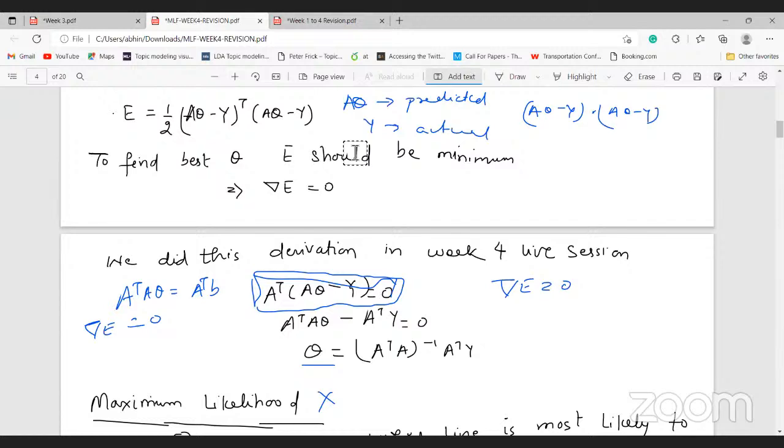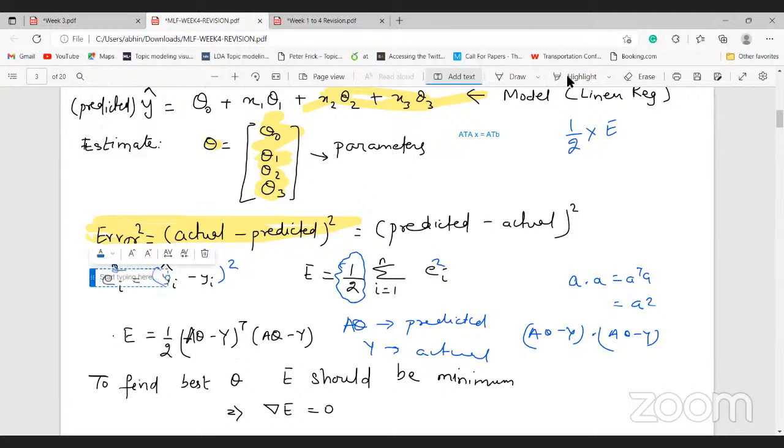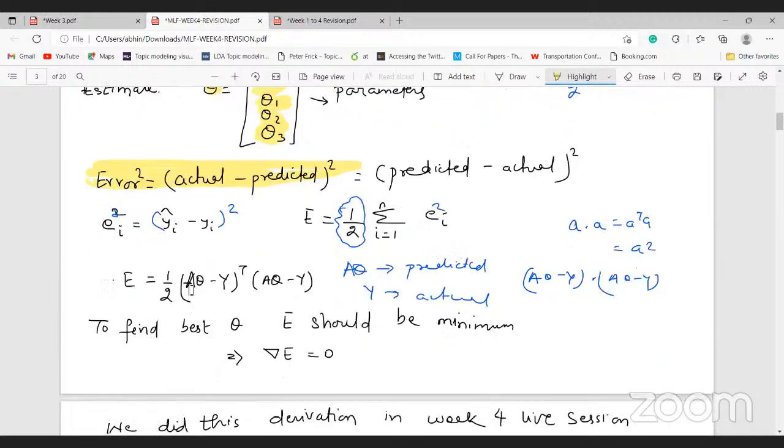So see, finding error is actual minus predicted, squared. If I write it in mathematical form, it will be E_i squared equals y hat i, which is prediction, minus actual, whole squared. In matrix form, it is denoted by A theta minus Y. But since there is a square, I am finding the dot product: A dot A equals A transpose A, which is A squared. So basically in place of A, you are keeping A theta minus Y. It is nothing but the dot product of A theta minus Y with itself, so it is (A theta minus Y) transpose into (A theta minus Y).